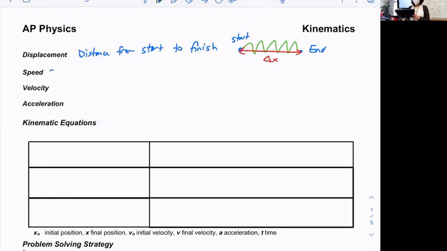Speed is a scalar quantity. What does that mean? Scalar. It doesn't have a direction, and it's a measure of how fast.